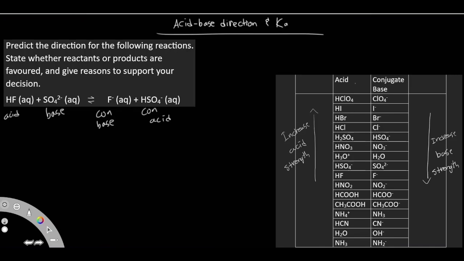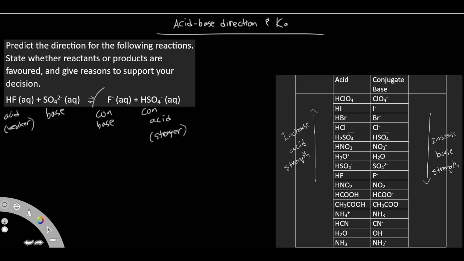So if we look at this acid over here, and let's have a look at that acid over there. Where is HF? It's right over here. Where is HSO4-? It's up here. As you can see, this HSO4- is higher in strength. So I'm just going to put down here that this is going to be stronger. It's higher up on the list than the HF. So this would be weaker. Okay, let's double check that with our bases.